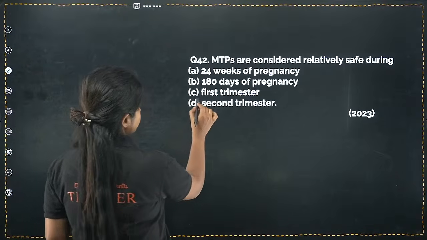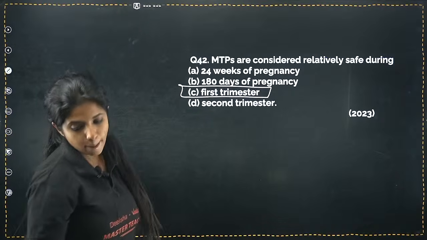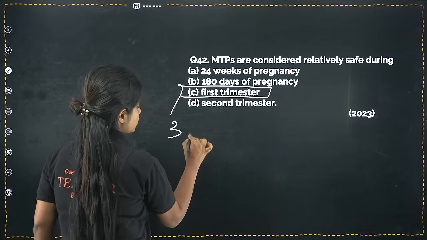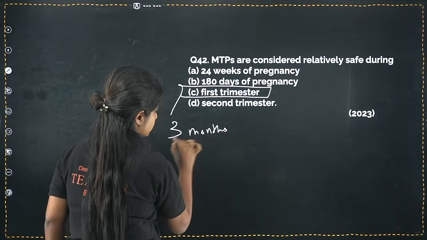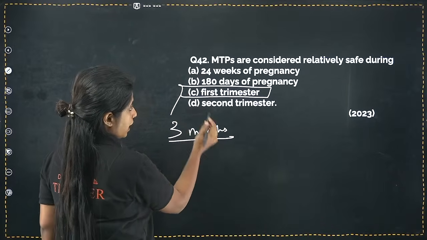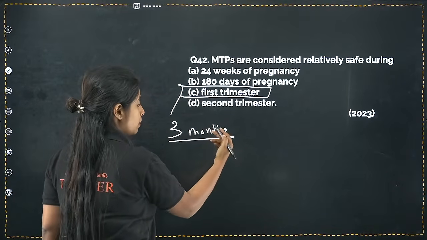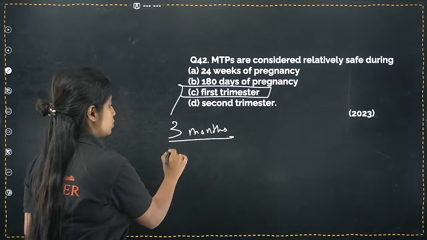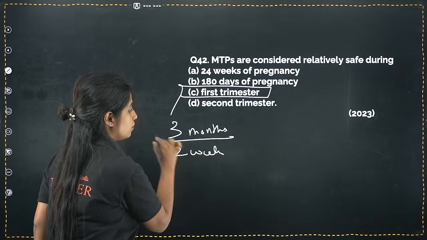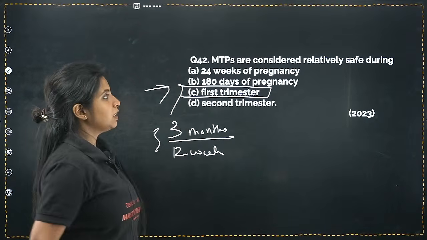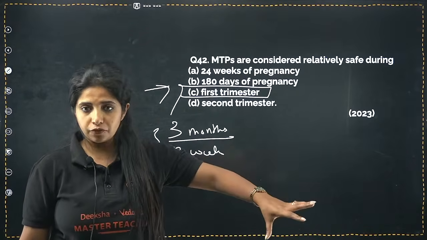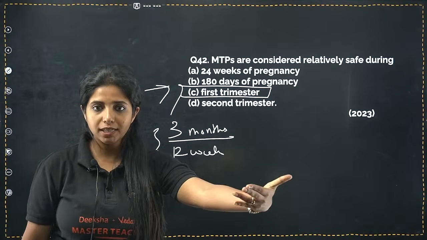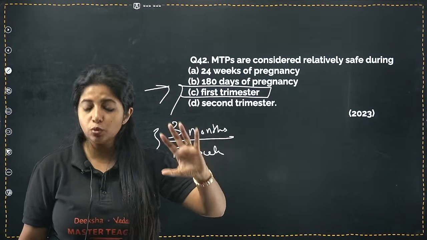Guys, over here, the answer for this question is going to be C. You are absolutely correct. The first trimester. So first trimester means what? First trimester means the first 3 months. That means I can call it first trimester, I can say 3 months, or in every month you have 4 weeks, so 3 into 4 is 12 weeks. Either of them would be correct. MTP, medical termination of pregnancy, is safe up to this particular period. You can do it up to 24 weeks of pregnancy as well. That means 6 months of pregnancy, you can do it.